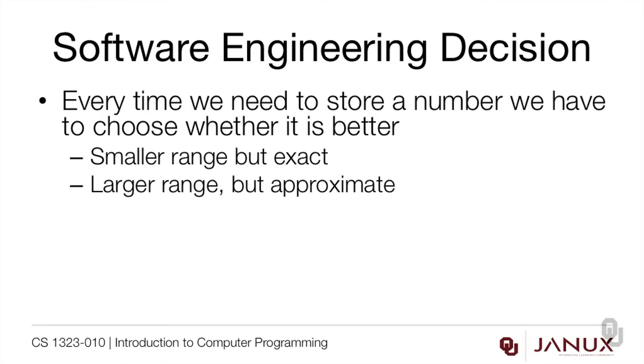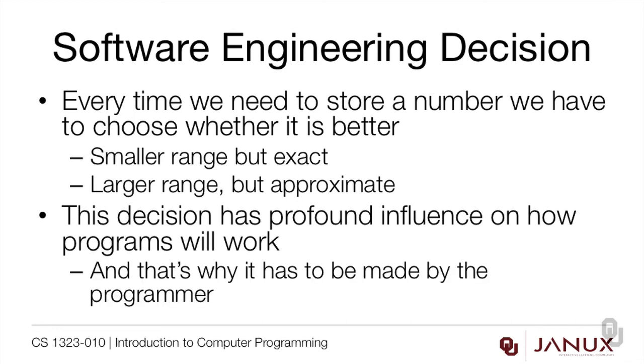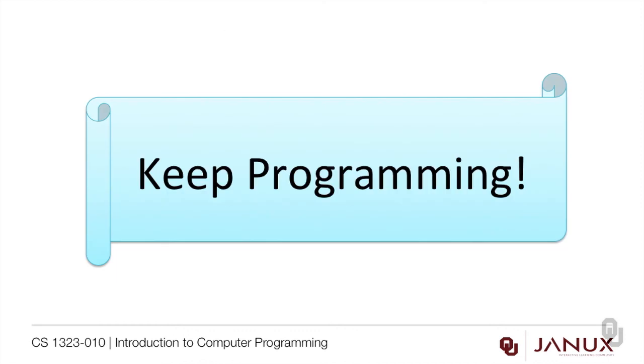What this means is that every time we do a program, we've got this critical software engineering decision we have to make. We have to choose whether it's better to have a smaller range, but have things be exact, or have a larger range and approximate. Now, this decision has a profound influence on how programs are going to work, and so we have to make it carefully. And that's why it has to be made by the programmer. That's why Java can't make it for you. Because remember, Java isn't intelligent. You are. So keep programming.